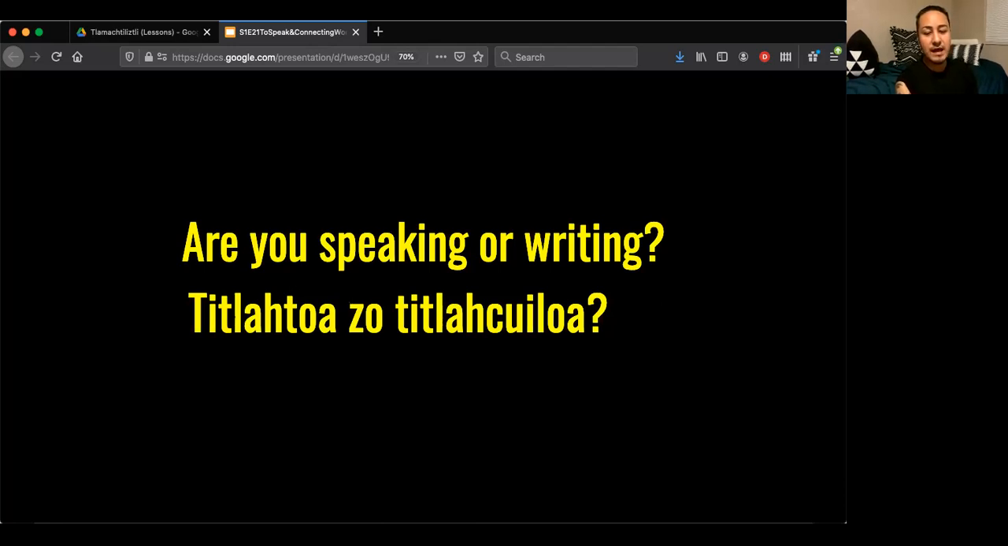Notice too that in Nahuatl, titlahtoa means do you speak? But it also means you're speaking: tlahtoa means to speak or speaking, and tlahquiloa means write or writing, like you're doing it right now. Kind of like in Spanish when you say escribo, you could mean that you write in general, or that you're doing it right now, estoy escribiendo. We can do that same thing with the verb tlahtoa: I speak, in general, or I am speaking right now.